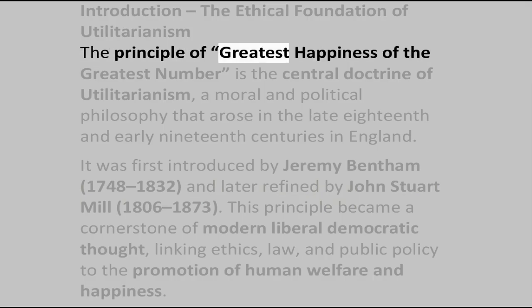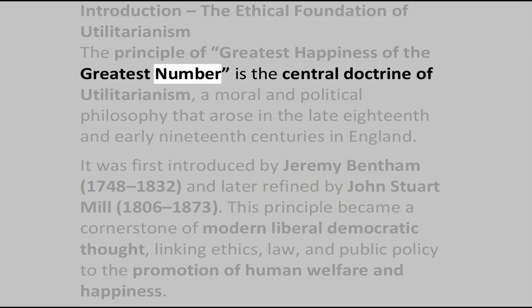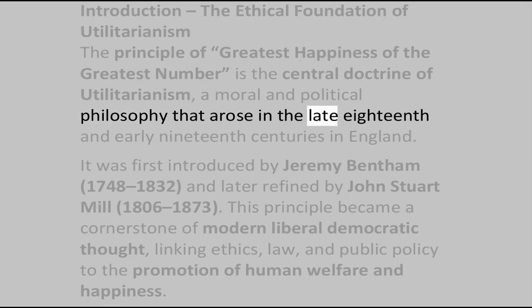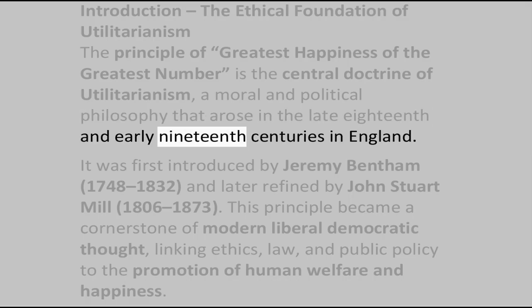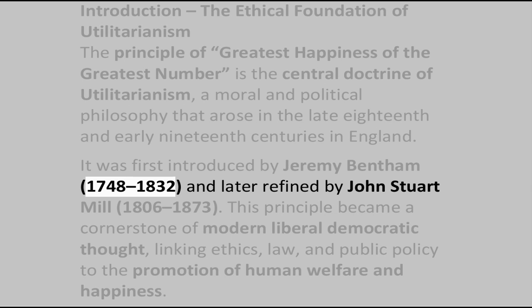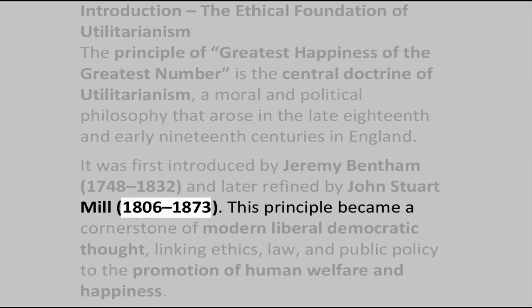The principle of greatest happiness of the greatest number is the central doctrine of utilitarianism, a moral and political philosophy that arose in the late 18th and early 19th centuries in England. It was first introduced by Jeremy Bentham, 1748 to 1832, and later refined by John Stuart Mill, 1806 to 1873.